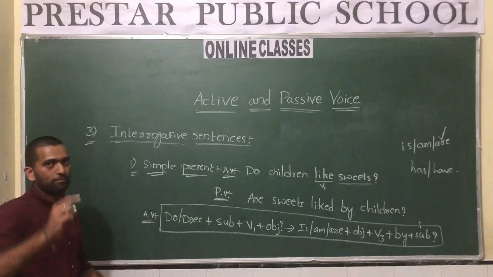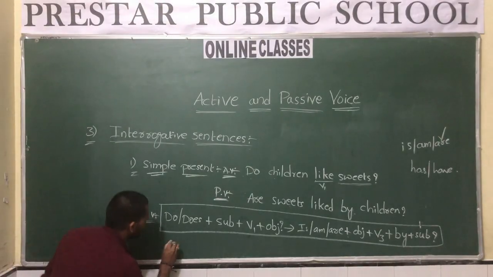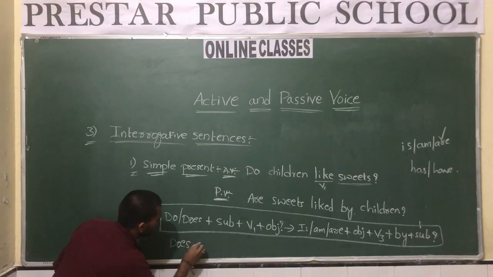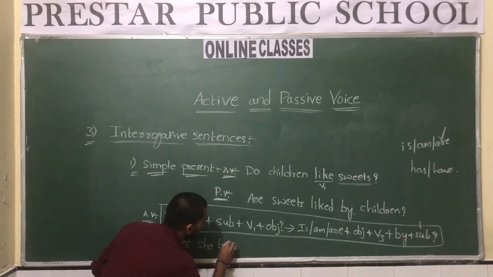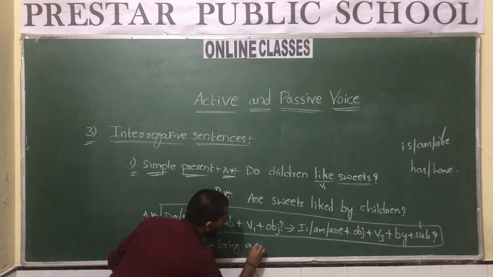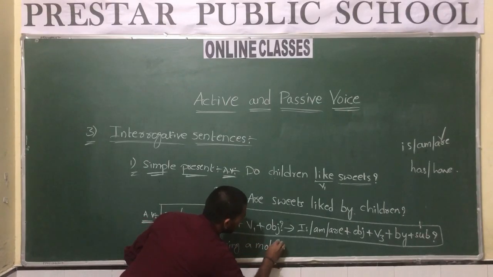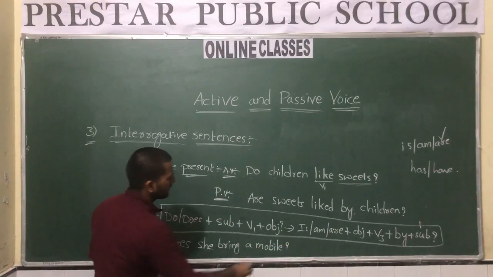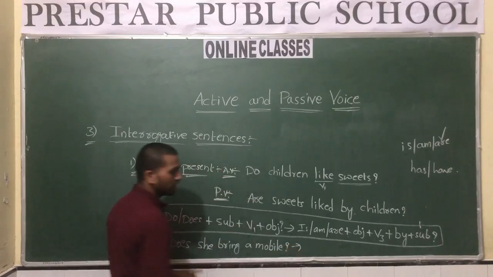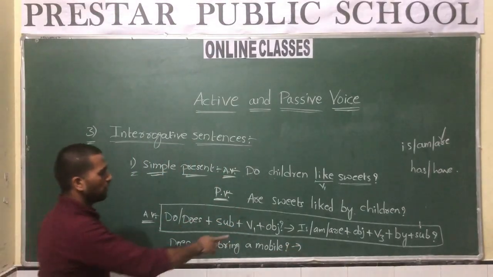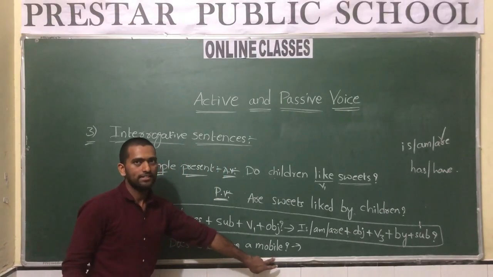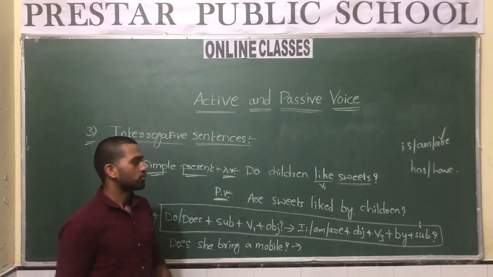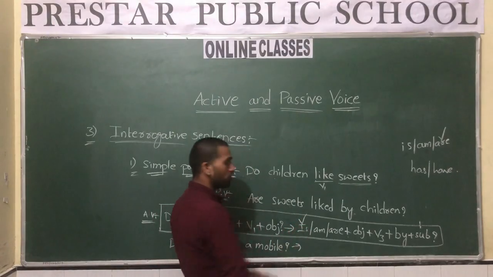So let us take one more example. Does she bring a mobile? So this is the sentence. Does she bring a mobile? Convert this into passive voice by following the given pattern here. So a mobile is there, yes or no? It is singular. So which type of helping verb do we use? Is.